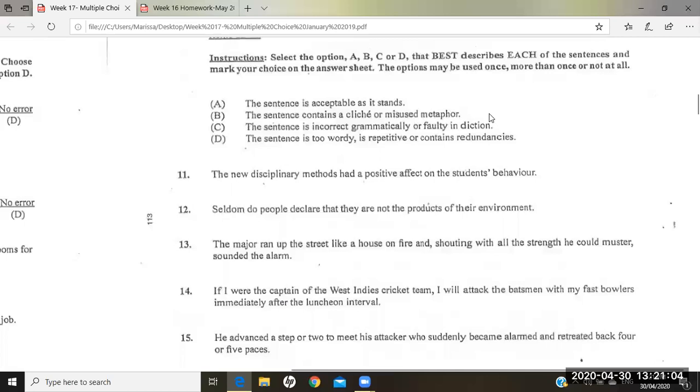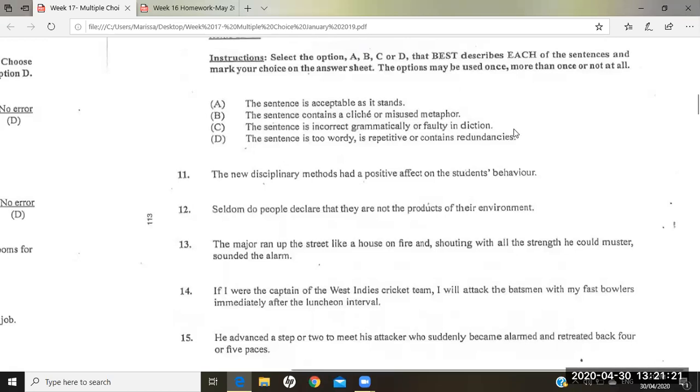B, if you think that the sentence contains a cliche or a misused metaphor. C, if you read the sentence and you think it is incorrect grammatically or faulty in diction. And D, the sentence is too wordy, that is, it is repetitive or it contains redundancies.